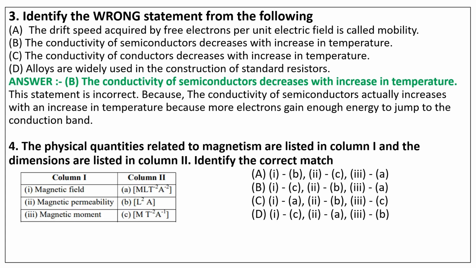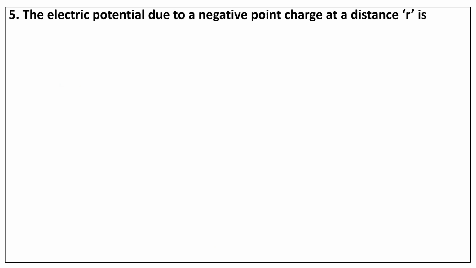4. The physical quantities related to magnetism are listed in column 1 and the dimensions are listed in column 2. Identify the correct match from this table. Answer is D. The dimensional formula for a magnetic field is M T^-2 A^-1. The dimensional formula for magnetic permeability is M L T^-2 A^-2. The dimensional formula for magnetic moment is L^2 A.